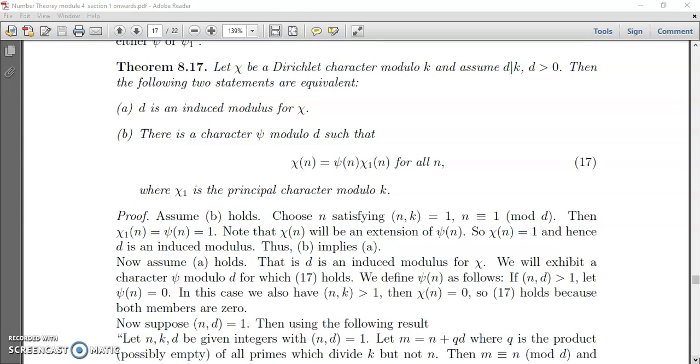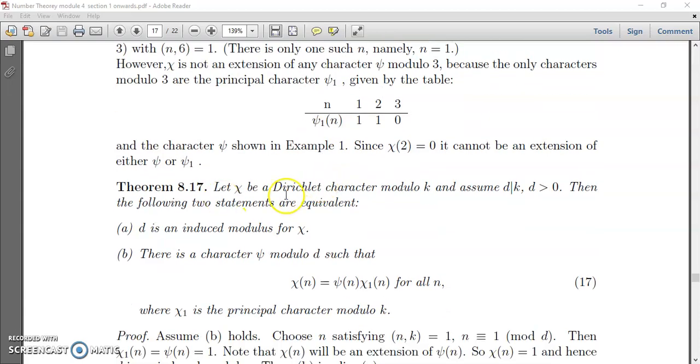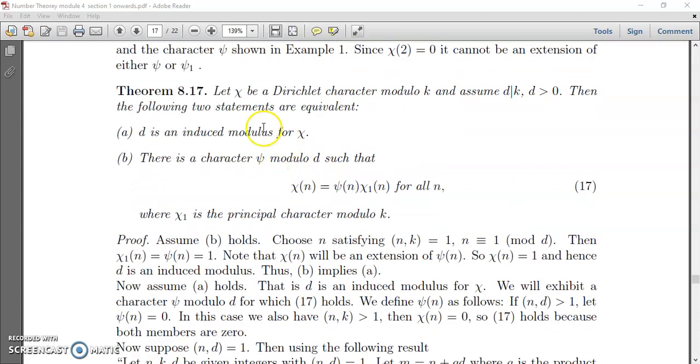In continuation of my previous lecture, we have considered two examples on the induced modulus and the extension of the Dirichlet character. We have a theorem. The theorem states that let chi be a Dirichlet character modulo k and assume d divides k, d greater than 0. Then the following two statements are equivalent.